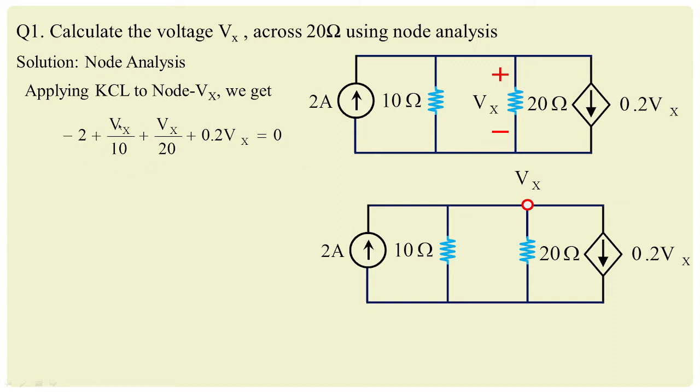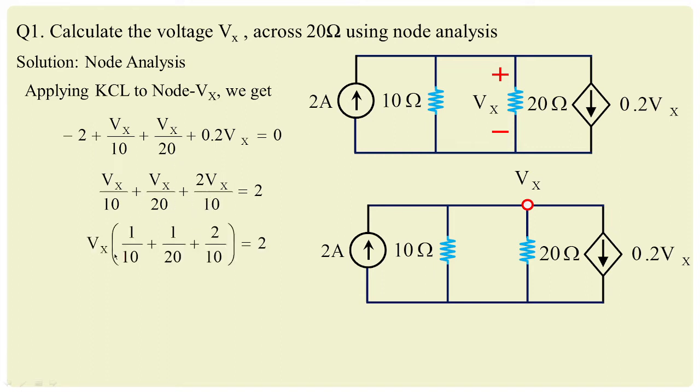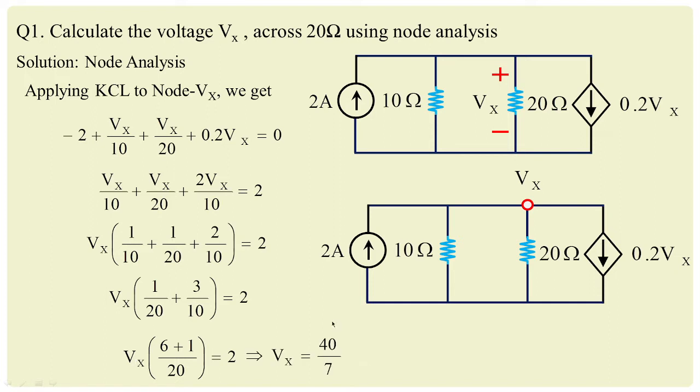Take the variable parameter on one side, constant on another side. So this is how the equation is reframed. With this, I am taking Vx outside. This 0.2 can be written as 2 by 10, and 2 by 10 is taken inside along with the value of Vx. So Vx is taken as 40 by 7, whose value will be 5.714 volts. So this is how we solve the node analysis problem. Especially you have to take care of the LCM in the equations. Then only you are going to get the correct result.